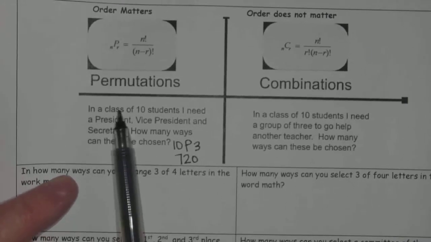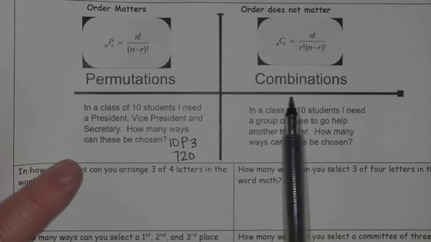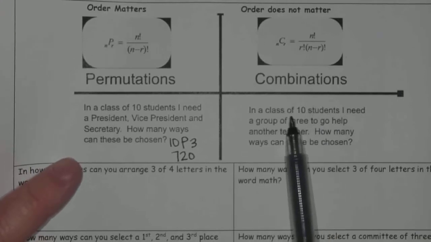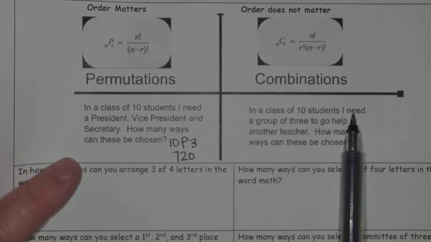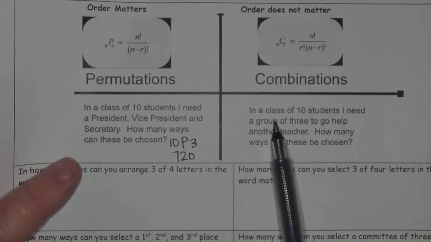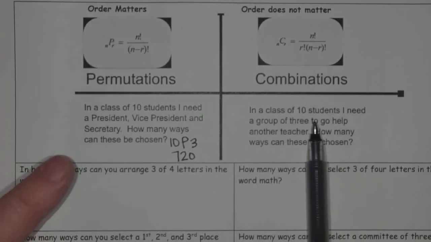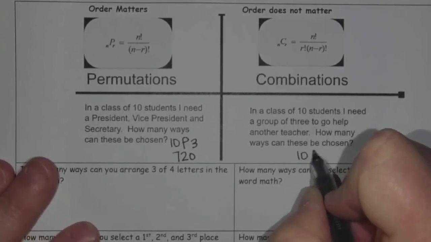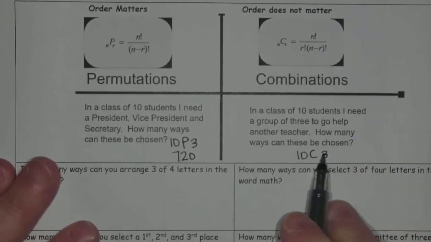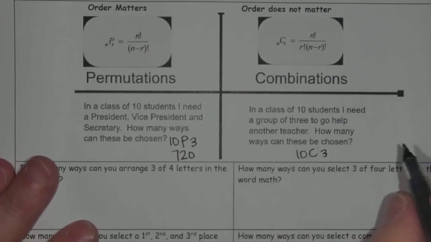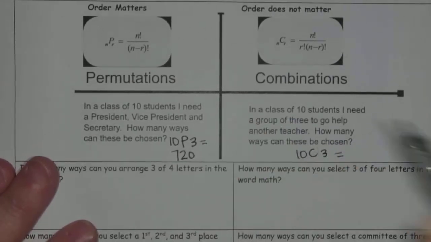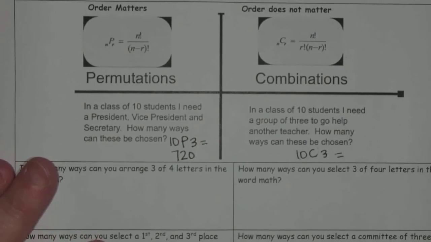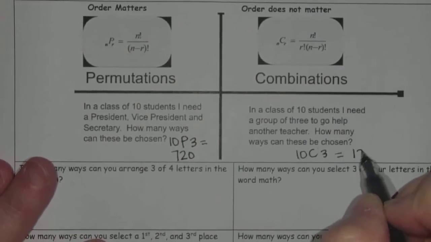So the difference between that and a combination, the same kind of example here. It says in a class of 10 students, there's 10 students. I need a group of 3. Does a group of 3 kids matter what order you pick them in? No, a group of 3 doesn't matter what order you pick them in. So that means this time I'm going to do a combination of 3 people out of the group of 10. And when you do that on your calculator, what do you get? 120.